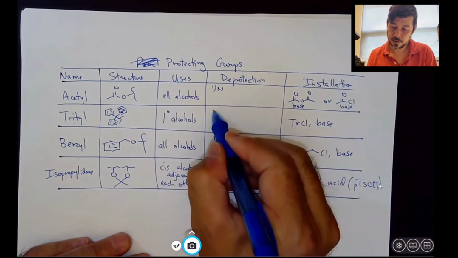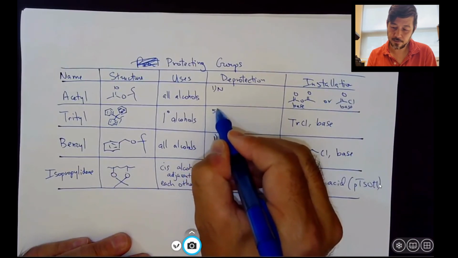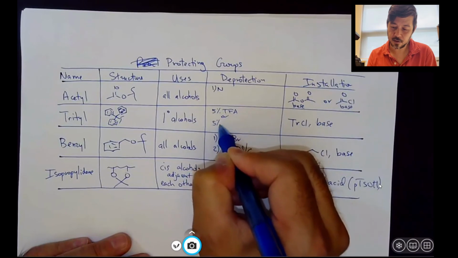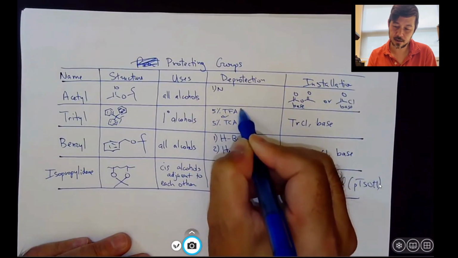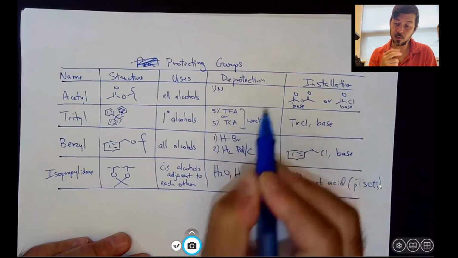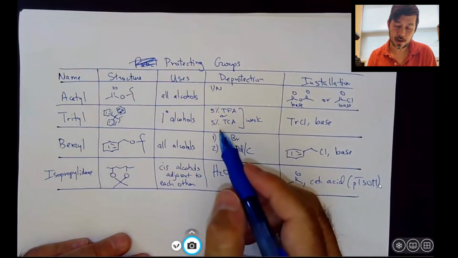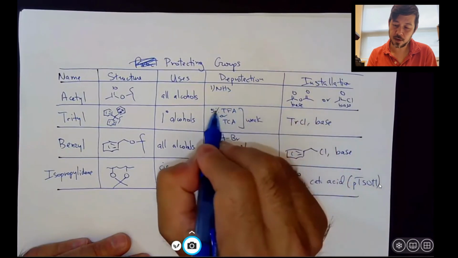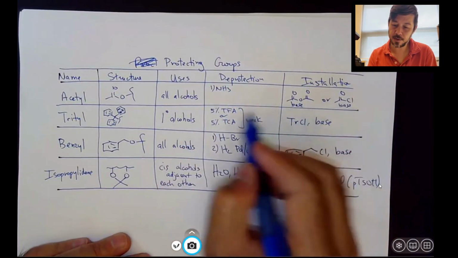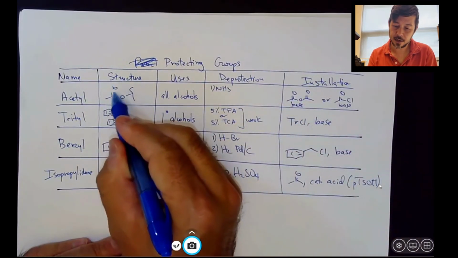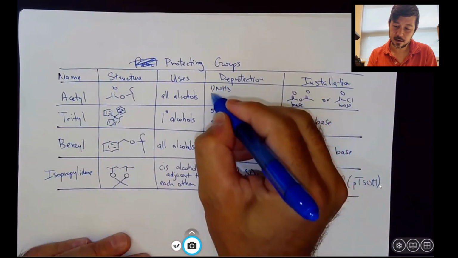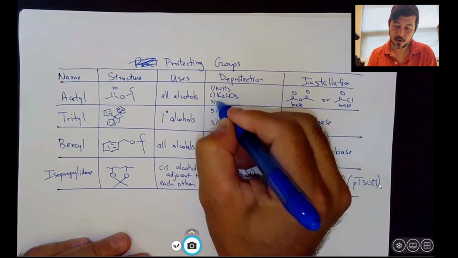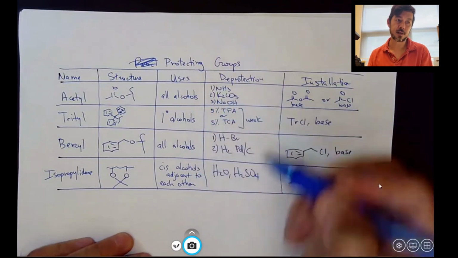Trityl group, we've seen that already. 5% TFA or 5% trichloroacetic acid. The emphasis again is that these are weak acids. Then finally, deprotection of acetyl groups. You can use something like ammonia, right? So ammonia will come in, attack, and then release the alcohol. You can use a weaker base like potassium carbonate, or even something like sodium hydroxide.